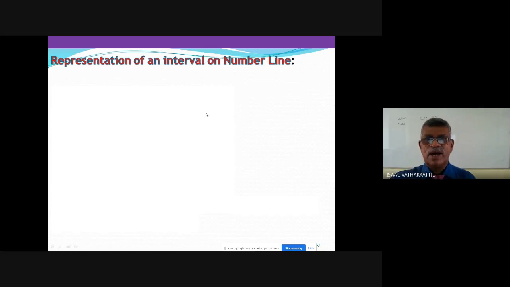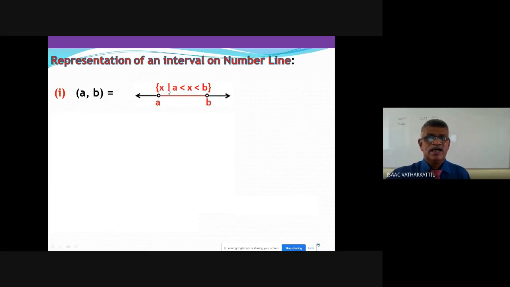Representation of an interval on the number line is very simple. Take the open interval AB on the number line. You can simply say A is here, B is there. It is the set of all x such that A less than x less than B. Remember, A and B are not included. Whereas if it is a closed interval AB, A is included, B is also included.